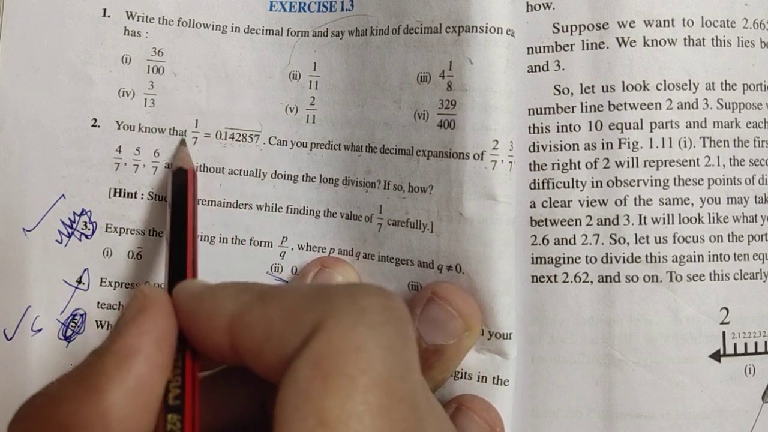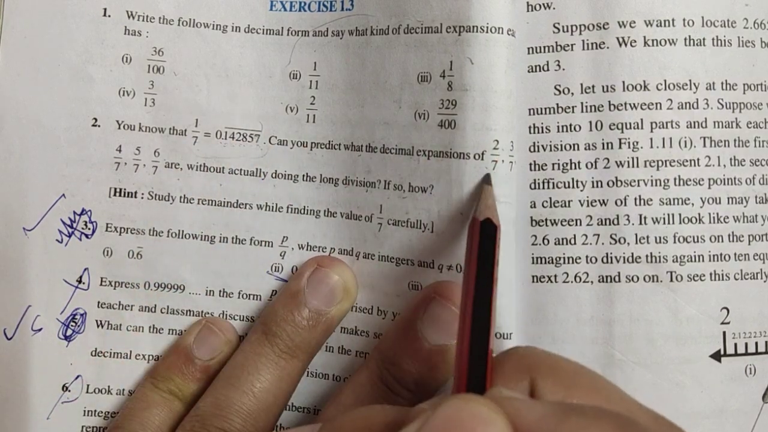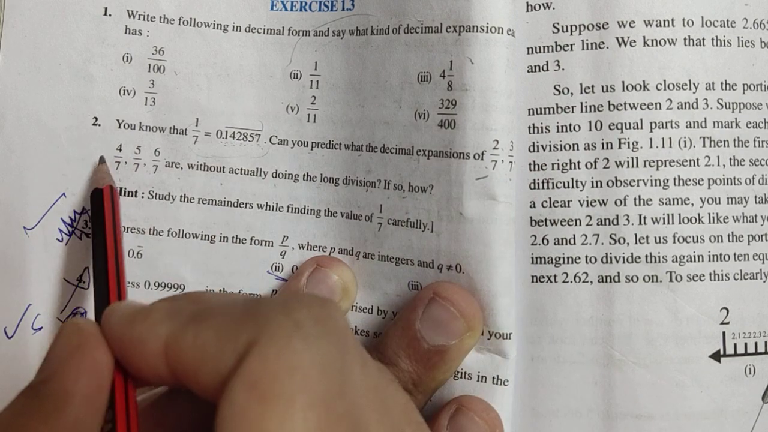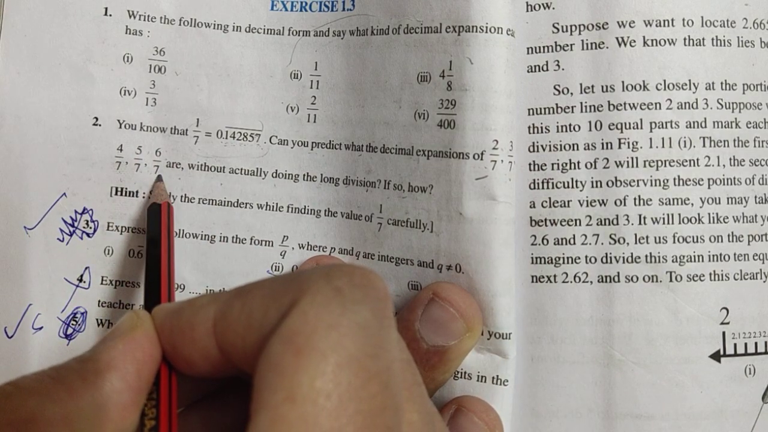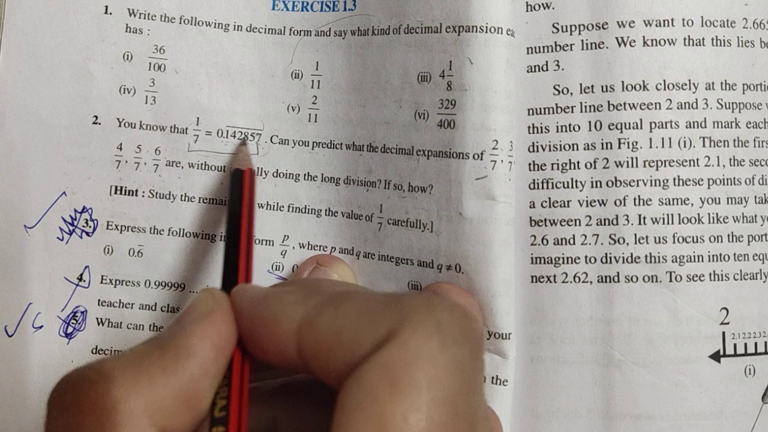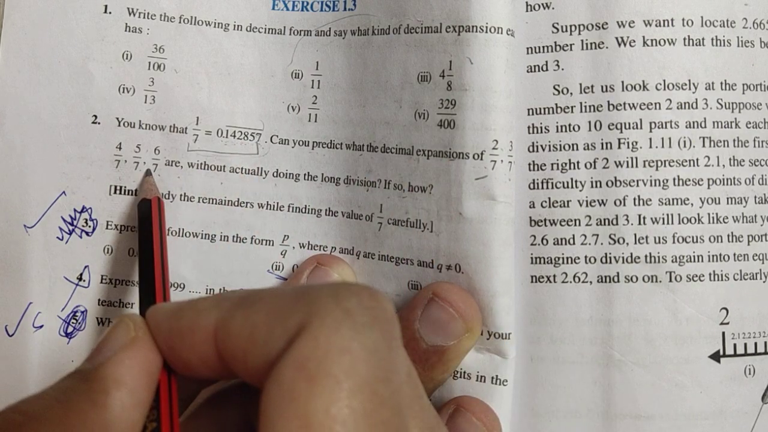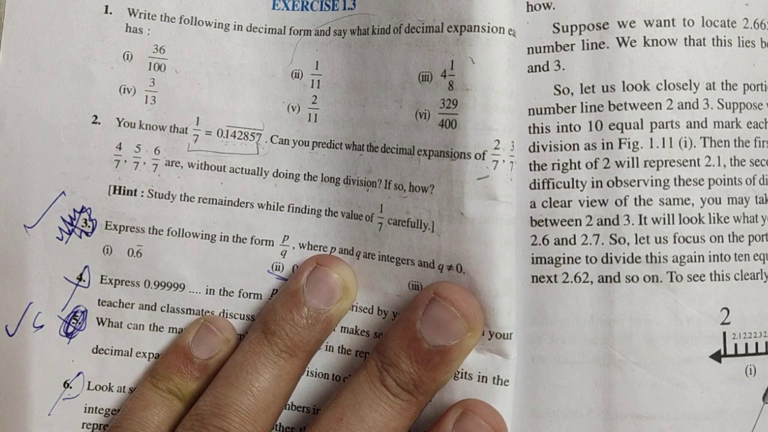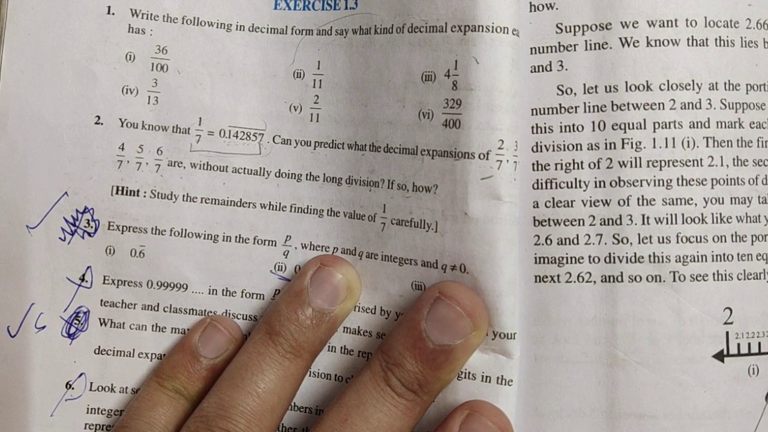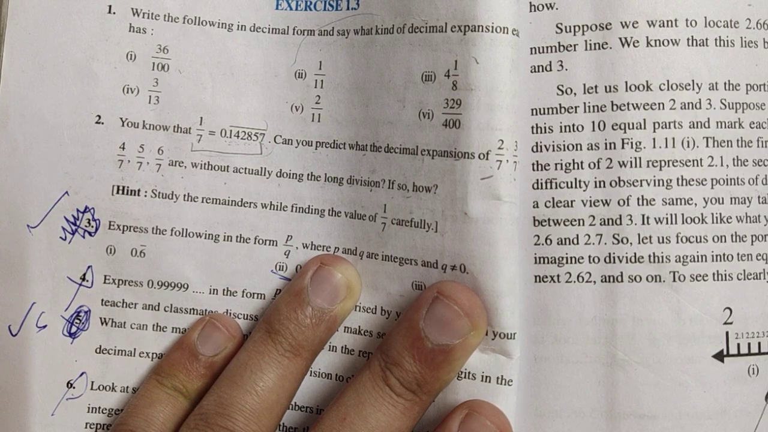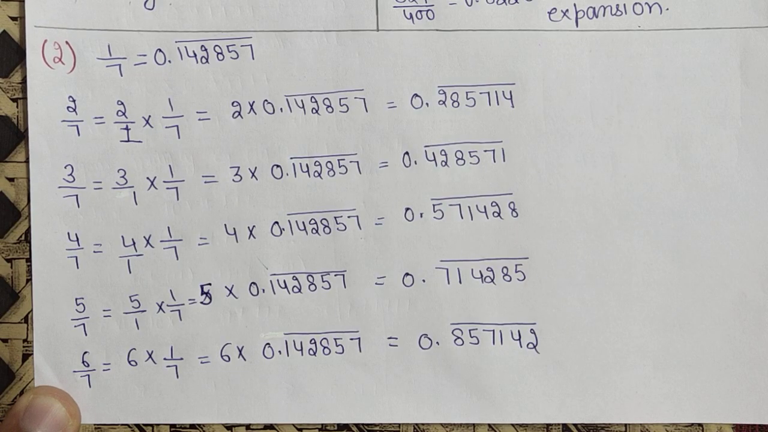By using this relation, you have to find the value of 2 by 7, 3 by 7, 4 by 7, 5 by 7 and 6 by 7. Here you will not divide using the long division method. By using this given value, you have to find the value of the rest of the terms. Now see how you will find them. This is the solution of question number 2.